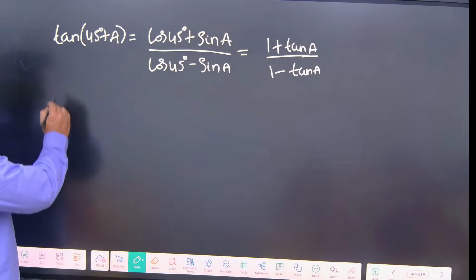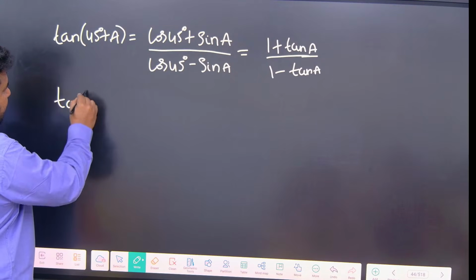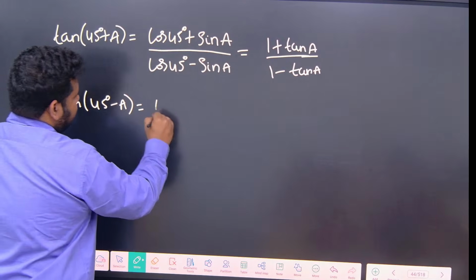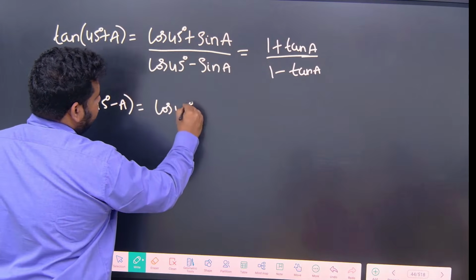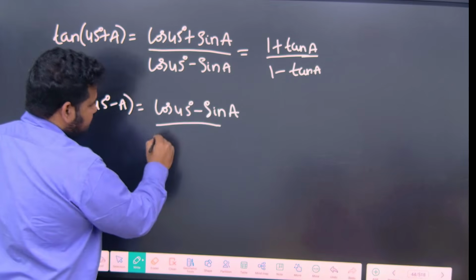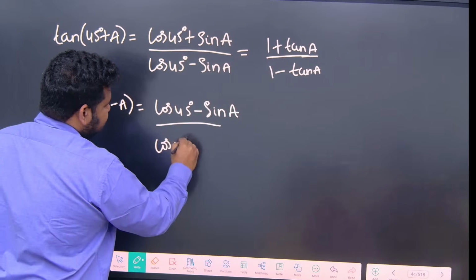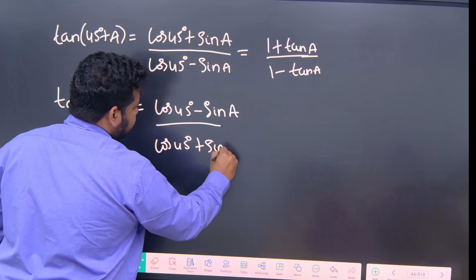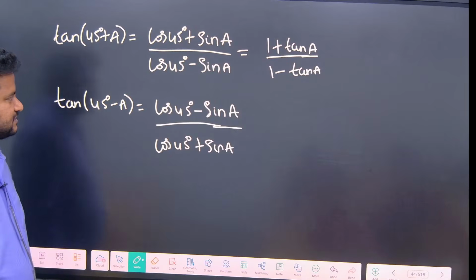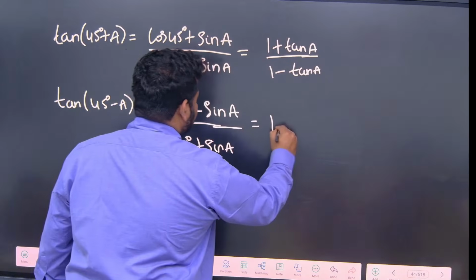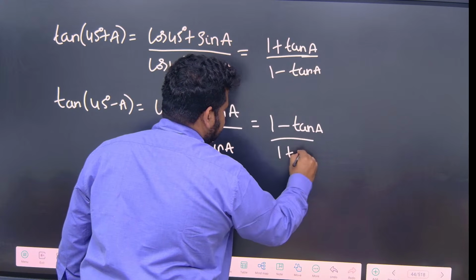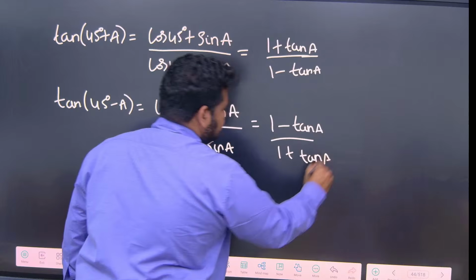Now please observe, same way I can write tan 45 minus a as cos 45 minus sin a by, this will be reversed, cos 45 plus sin a. So this will be equal to 1 minus tan a by 1 plus tan a.